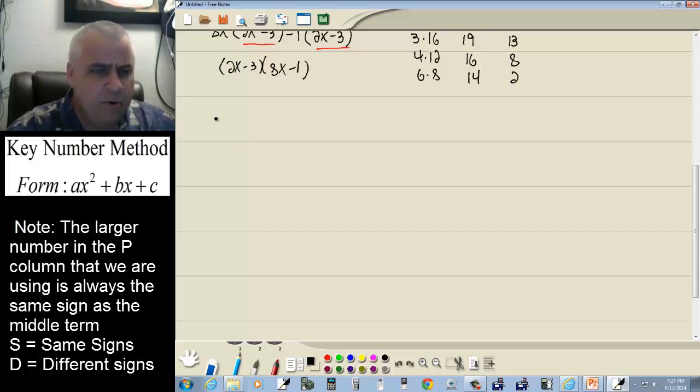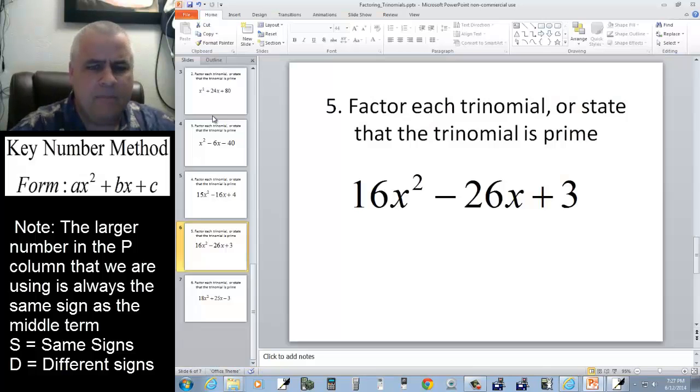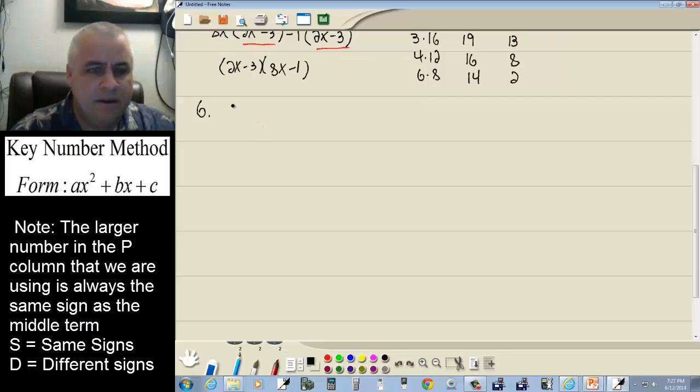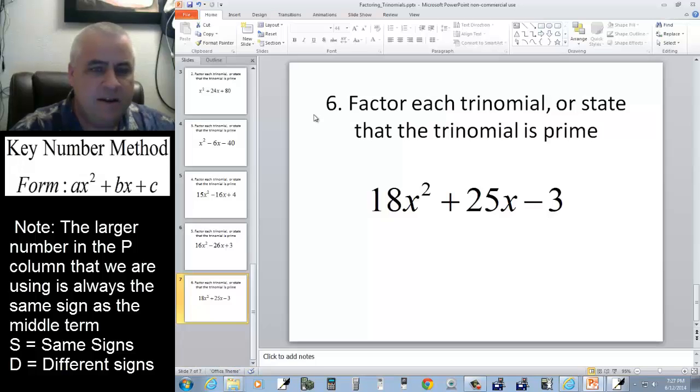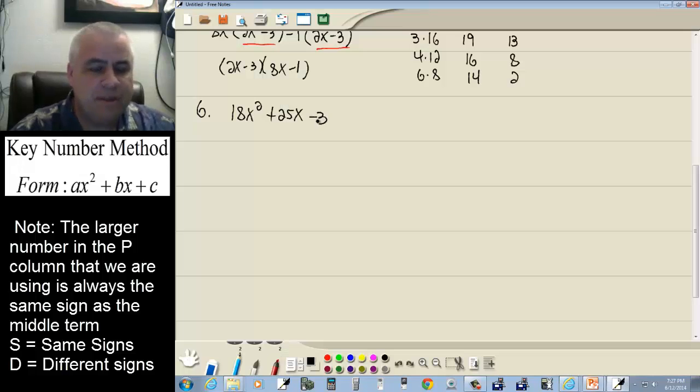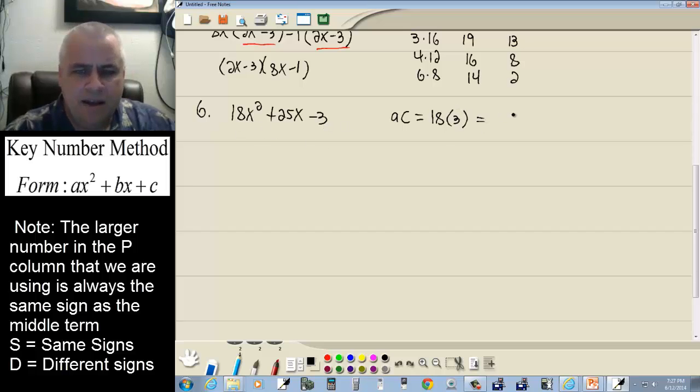Let's take a look at one more. We got 18x squared plus 25x minus 3. Again, it's the key number method because we got x squared, x, no x, and there's a number in front of our x squared. Key number method, we'll take the number at the beginning times the number at the end, ignoring signs. So we got 18 times 3. And let's see, what's that give us? 54.